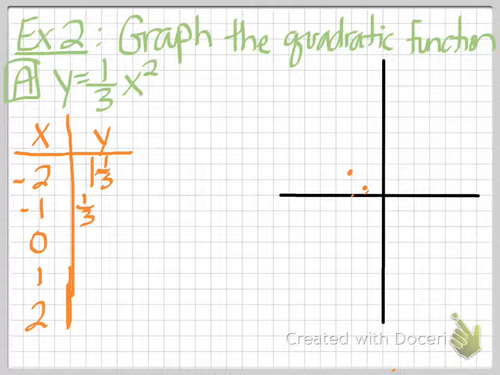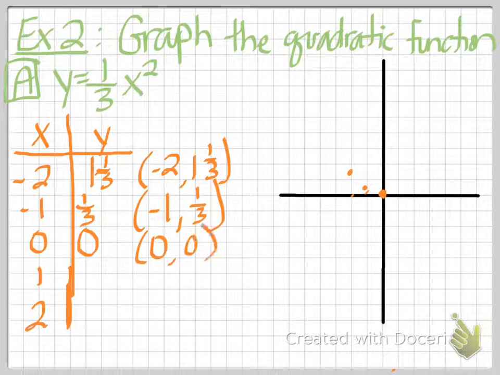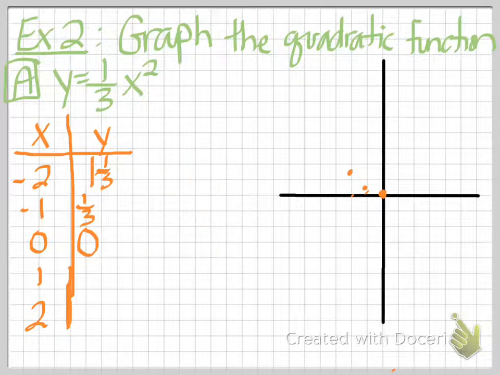Let's do 0. And 0, you might be able to do this one in your head. When you plug in 0 for x right here, 0 squared is just 0. 0 times a third is still 0. So my next point is 0, 0. I could write these as ordered pairs next to it. -1, 1/3, 0, 0. Okay, and we'll do the next two. I'm going to erase this so I have the space though.